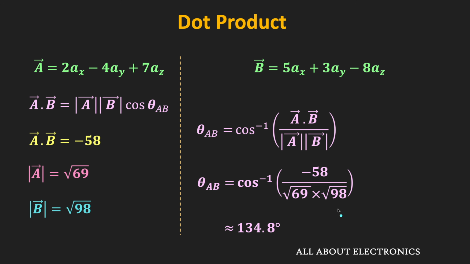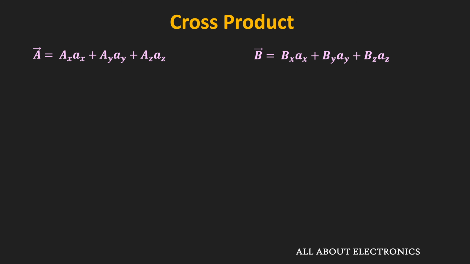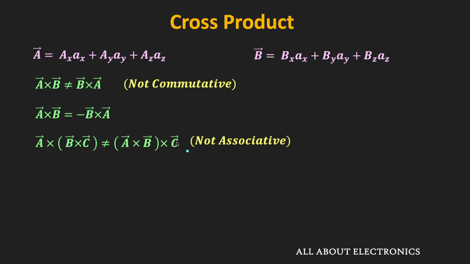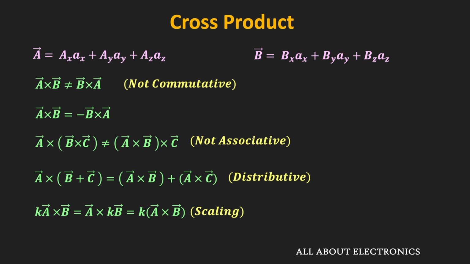Alright, so that being said, now let us see some of the properties of the cross product. As we have seen earlier, this cross product is not commutative because A cross B is equal to minus B cross A. Similarly, it is also not associative. That means for the three vectors A, B and C, the cross product of A with B cross C will not be the same as the cross product of A cross B with C. But this cross product follows the distributive law as well as the scaling laws. That means A cross (B plus C) is the same as A cross B plus A cross C.